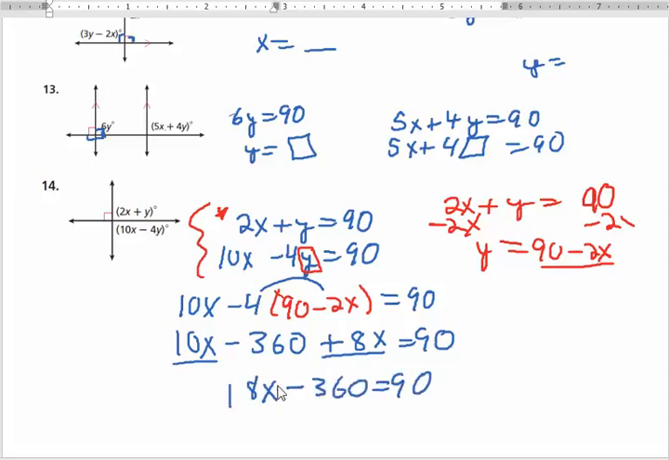And now it's just a two-step equation. You finish solving this, add 360 to both sides, divide by 18, and you'll have what x is equal to. Once you know what x is, put it back up into this equation, y equals 90 minus 2 times whatever that is, and then you'll know what y is as well. So you need to find x and y in order to answer the question.